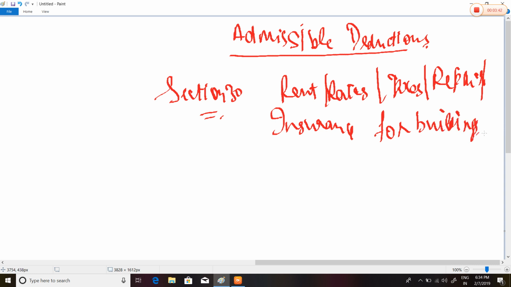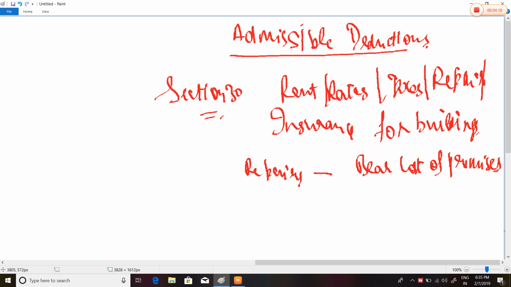In case the premises are occupied by the assessee as a tenant, that is, he has been given it on rent, then the amount of repairs would be allowed as deduction only if he has undertaken to bear the cost of repairs to the premises. Only then does he have the right to deduct it from the income. Otherwise, while computing total income, we would add it back, as you may know.